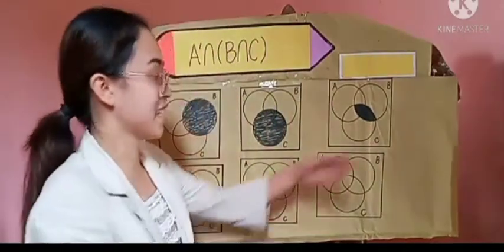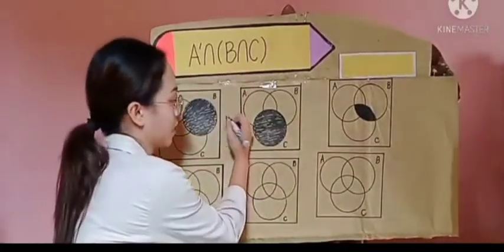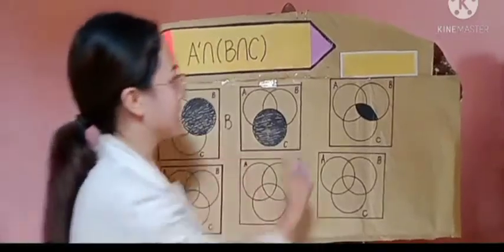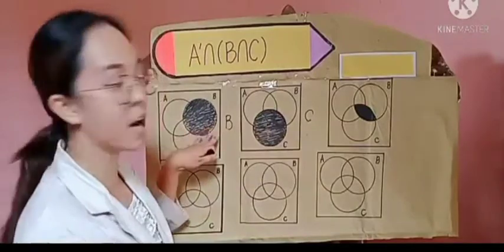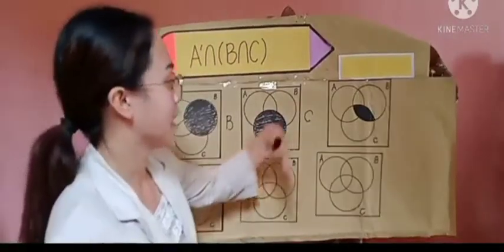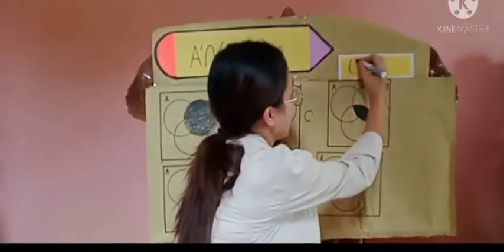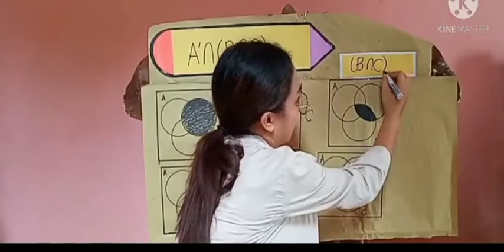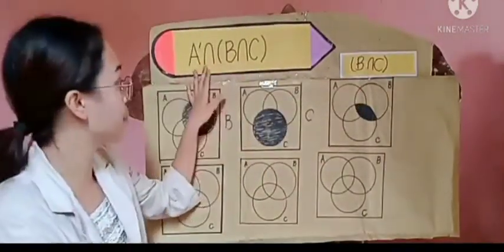This is the common shaded part of B. This is the set B and C. This is the set C. The common shaded part of these two Venn diagrams is this. So this is the B and C.